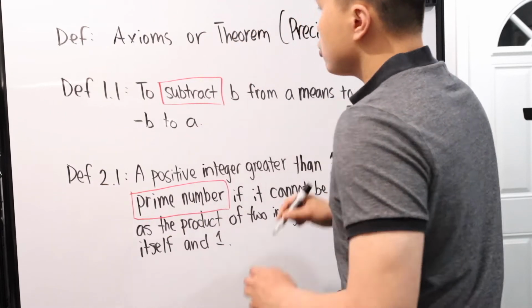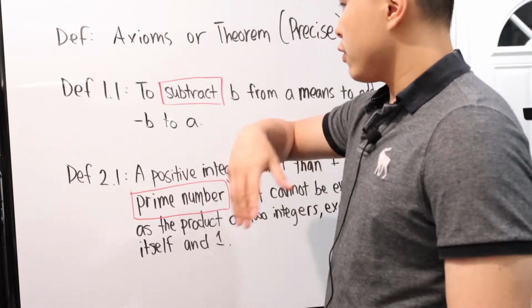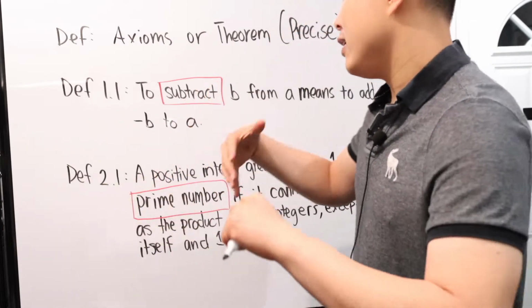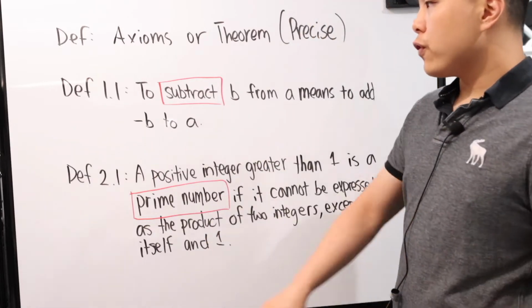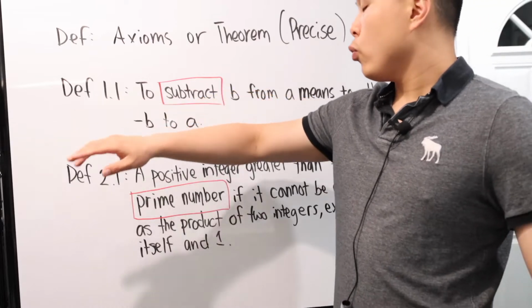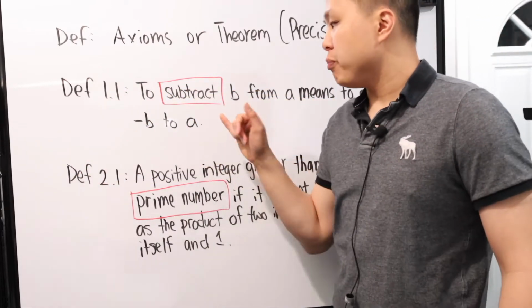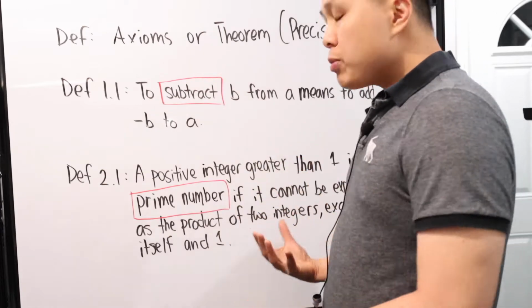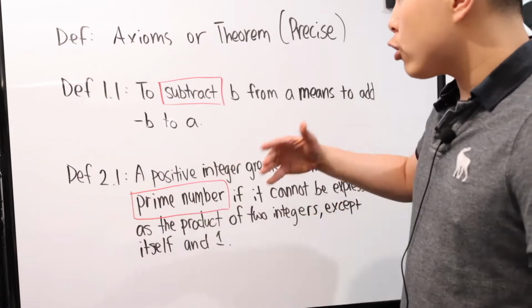So I've written down two different definitions. And this is from a textbook that's actually a while back, and it's actually pretty technical. I think in the 1950s, 1960s. So the first one, definition 1.1: to subtract b from a means to add negative b to a, right? That seems kind of weird, but actually it gives us a lot more information under the surface.